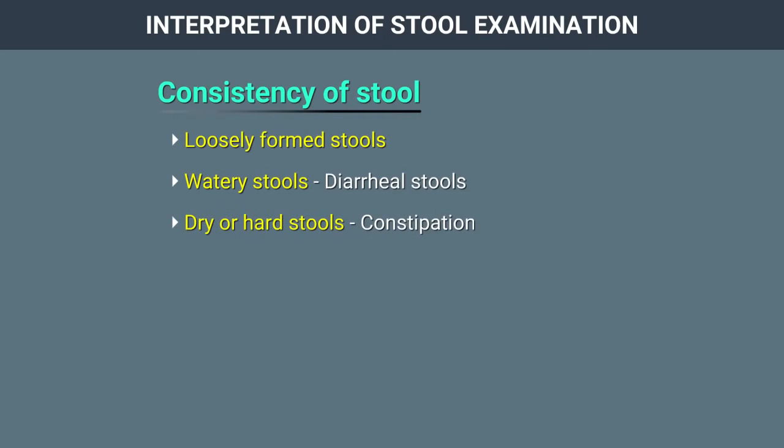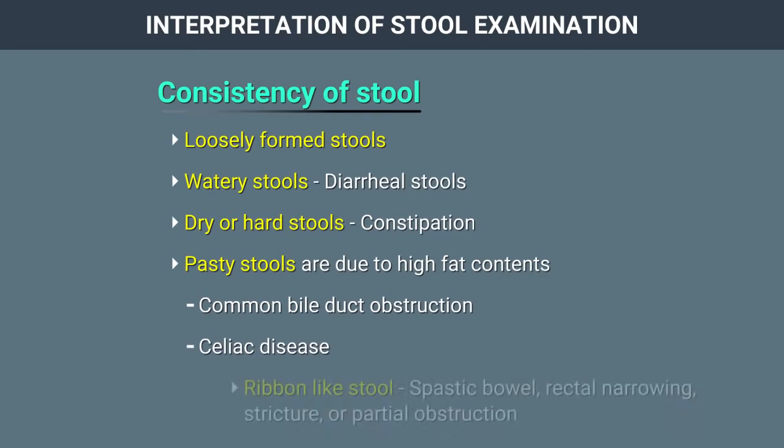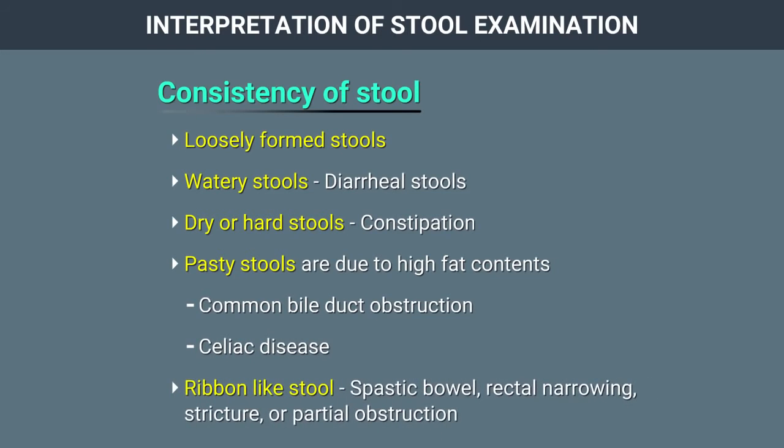as seen in constipation, pasty stools due to high fat contents and seen in common bile duct obstruction or celiac disease. Ribbon-like stool suggests the spastic bowel, rectal narrowing stricture or partial obstruction.